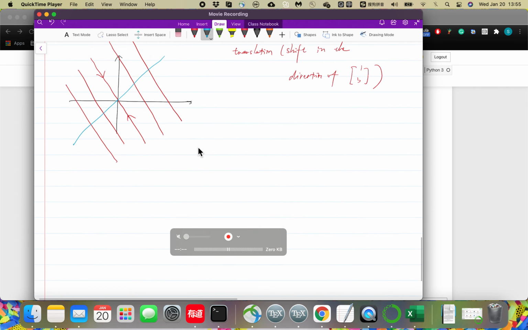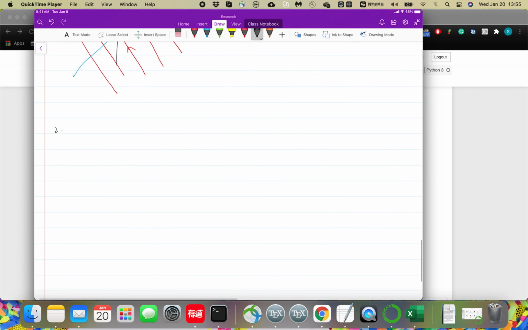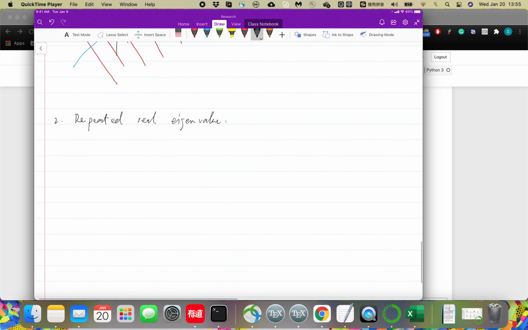Okay, so we got one more case. That's done. Now we want to talk about the next one, which is the repeated real eigenvalues. This one is going to be a little bit more complicated. After that, everything is done. Let's still see it from an example.